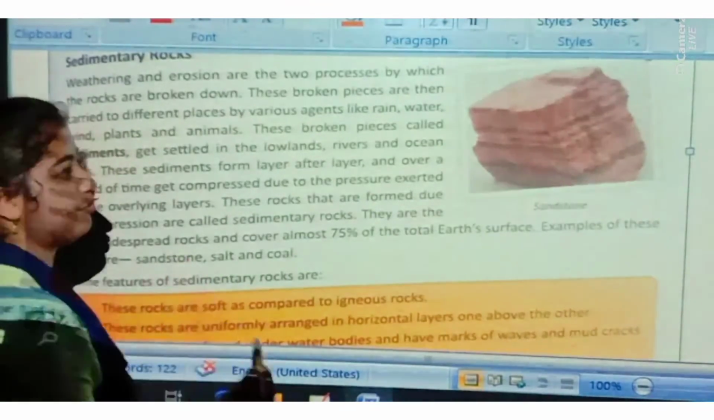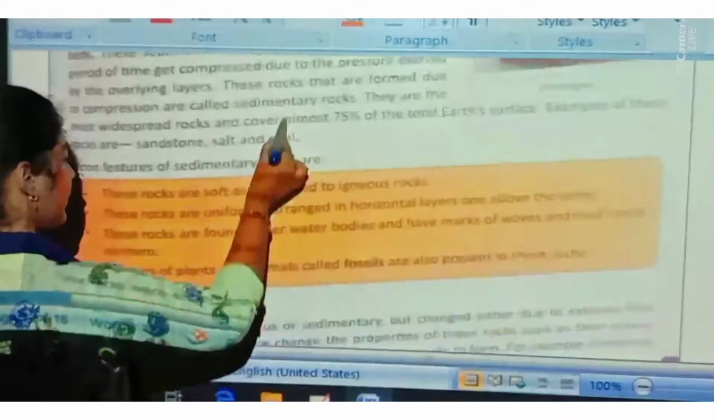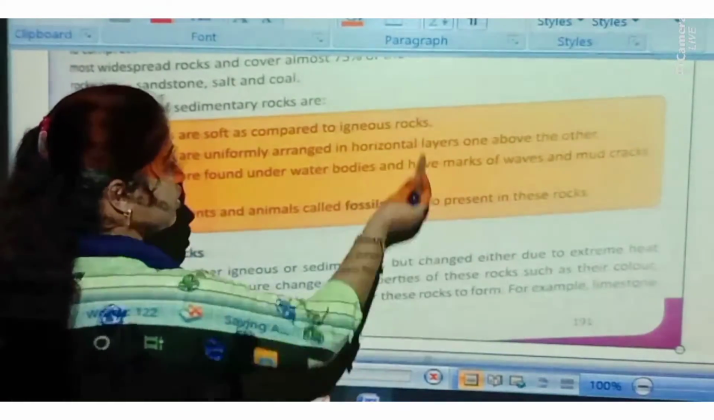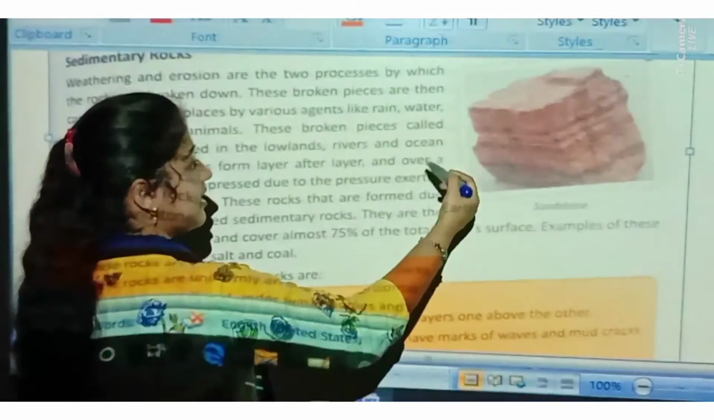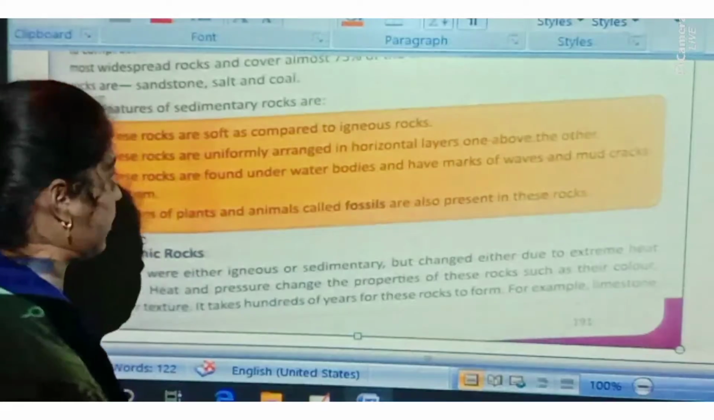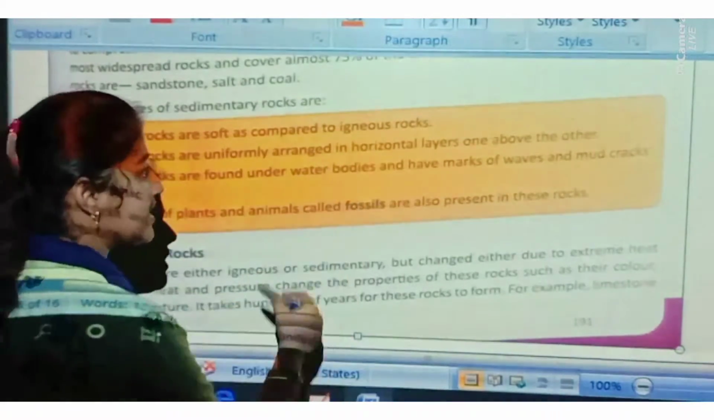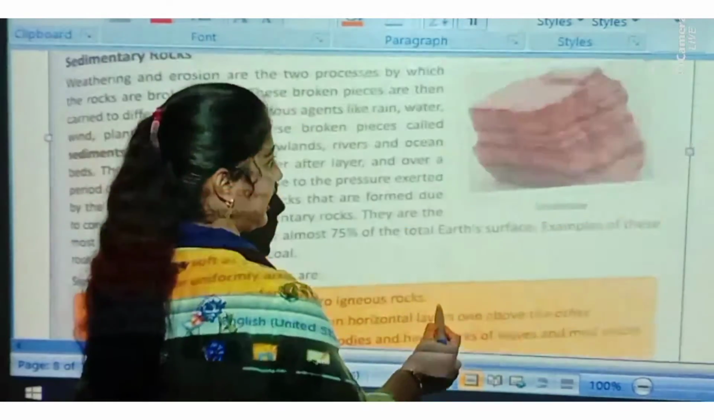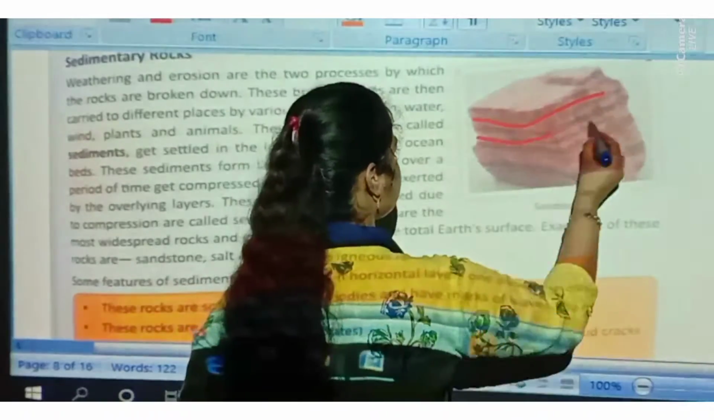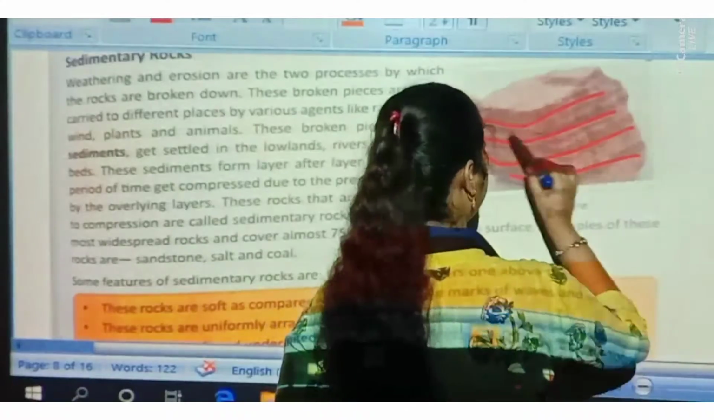Some features, or characteristics, of sedimentary rocks. What are these? First, these rocks are soft compared to the igneous rocks. Why? Because they have compressed layers, as we already discussed a few seconds ago. Second, these rocks are uniformly arranged in horizontal layers above each other. This layer represents the horizontal section, right?